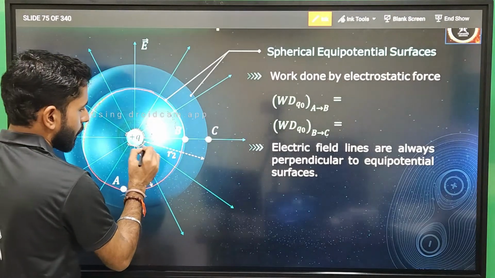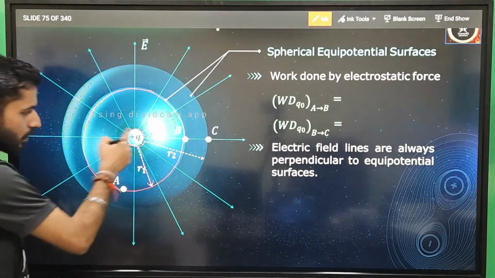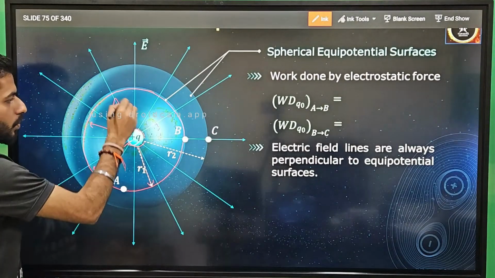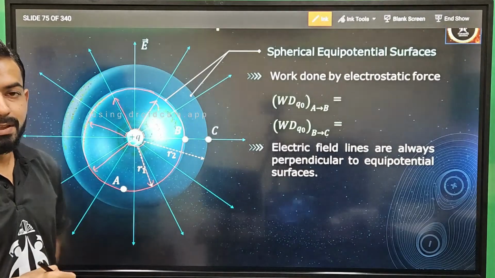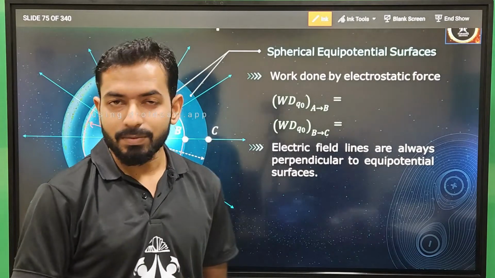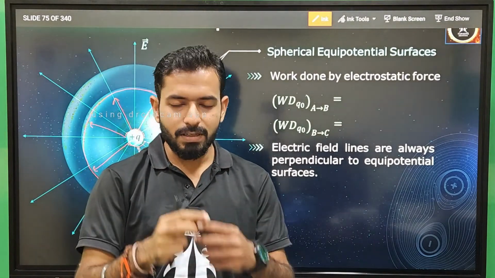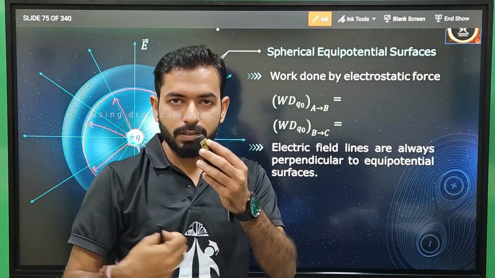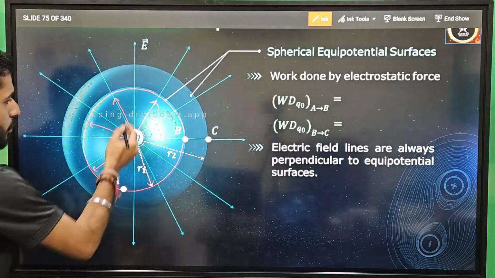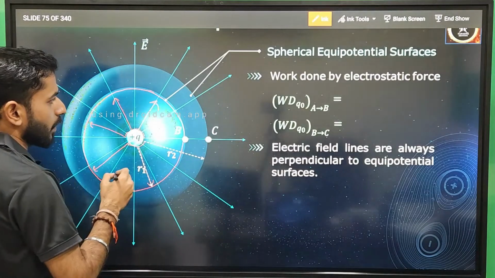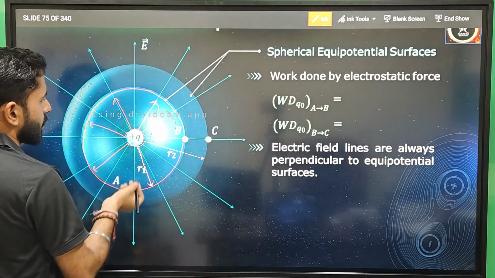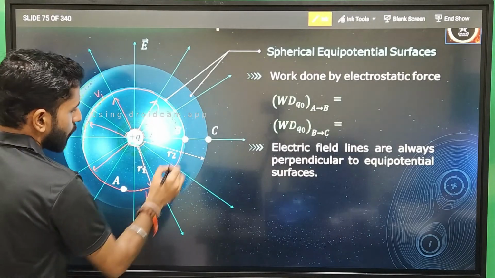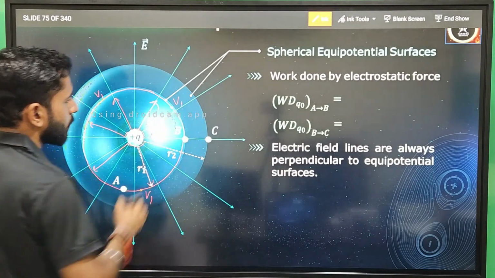When you go to some r1 distance from this charge, in any direction r1, this is a sphere. One more thing, students: I am talking about 3D diagrams, not 2D diagrams. This is not a circle, this is a sphere. If this is a point charge, I am talking about all the 3D directions around this point charge. All those points will have the same potential. Let's suppose if potential is V1 at this point, I can say potential at this point is also V1, and at this point is also V1.